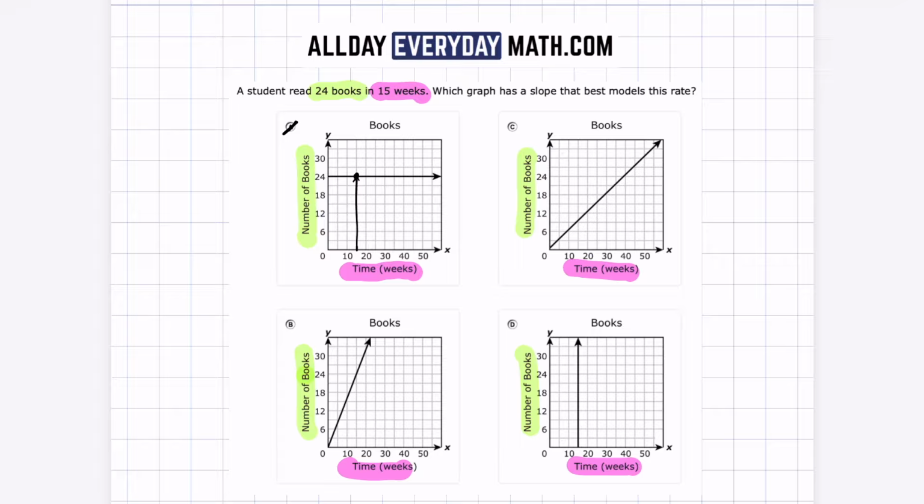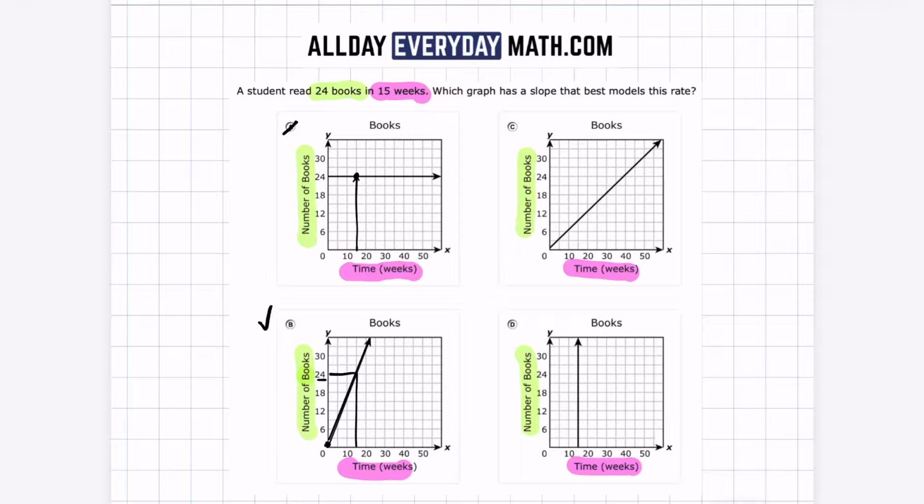Moving down to letter B, once again going to 15 on the x-axis and going straight up to our line. Once again, when x equals 15, y is equal to 24, so that checks out. And this time, the graph actually starts at the origin and then progresses linearly through that point that we need. So at the start, after 0 weeks, they had not read any books, and then after 15 weeks, they had read 24 books. So I'm going to put a check next to letter B.